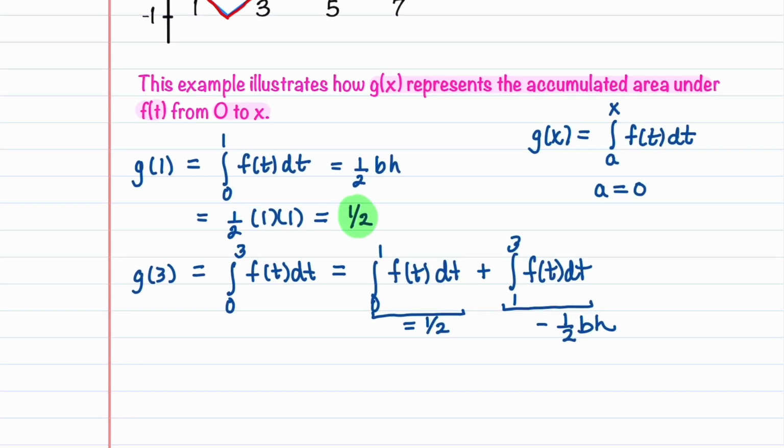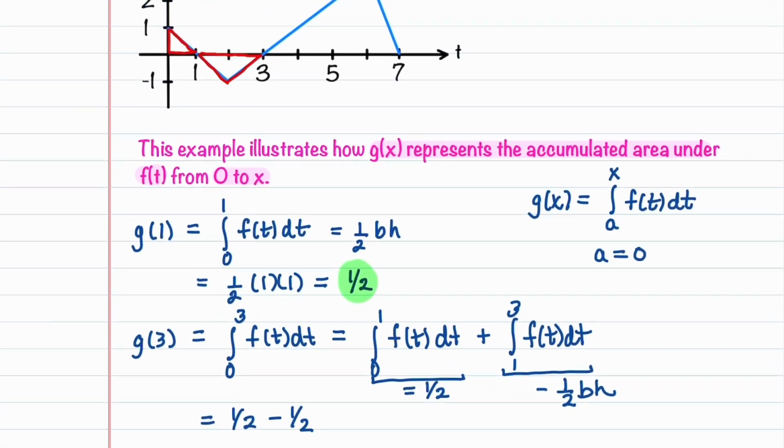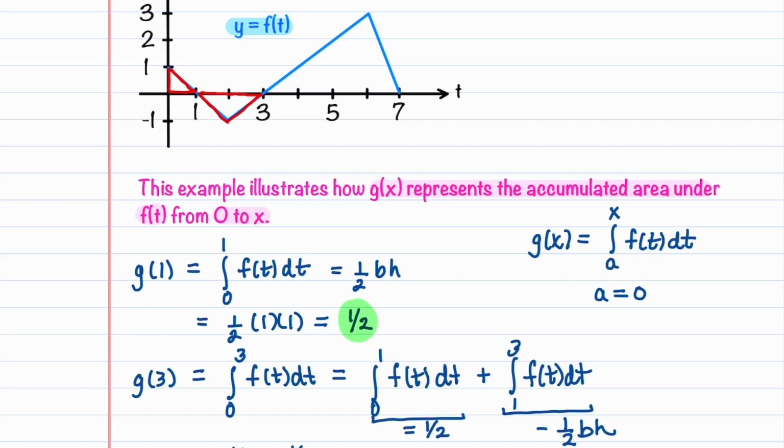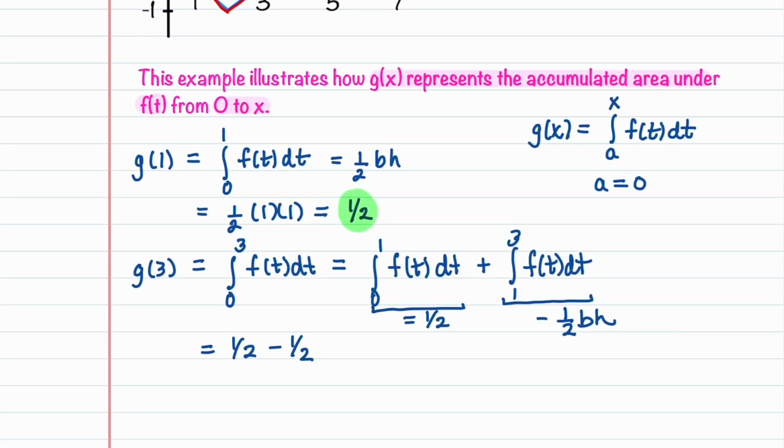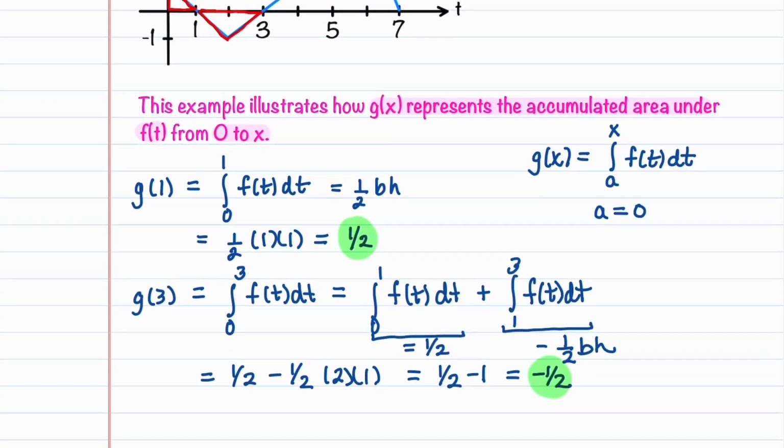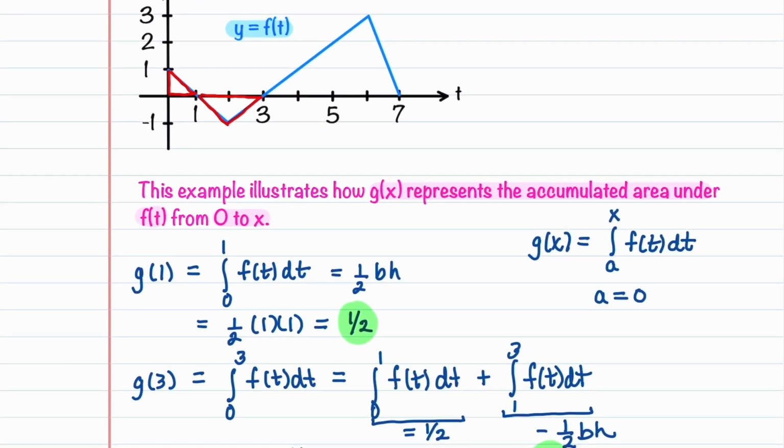its base times its height. Let's see what that is. G of 3 is then 1/2 minus 1/2. Pull this graph back down. Our base is 2 and our height is 1. So this is minus 1/2 times 2 times 1. And this gives us 1/2 minus 1, which is equal to minus 1/2. Let's go back up here at our graph because I want to show you something. Notice that in our graph, as we go from x is 0 to x is 3, there is more area under the x-axis than there is above the x-axis, which is why our answer is negative.